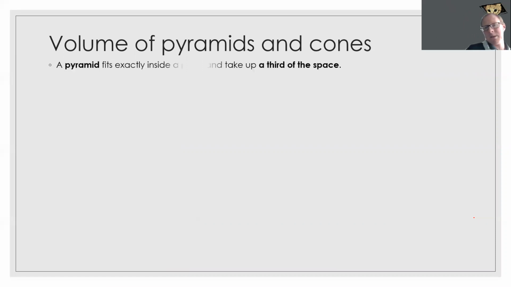Now, a pyramid is the same as a prism, except it takes up a third of the room. So if you can see my camera down here, not too well, you can see that's a square-based prism. And if I have the prism, but it goes to a point, that becomes a pyramid. That shape there is going to take up a third of the volume that the prism takes up.